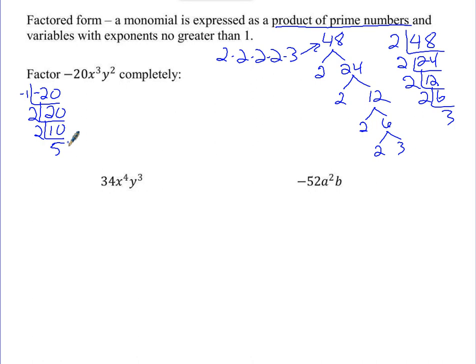Now we've got to write that out. So it's negative 1 times 2 times 2 times 5. But we also have this x to the third y squared being multiplied on. Yes, x to the third just means x times itself 3 times. So I write times x times x times x times y times y. And you're done. That's the answer.